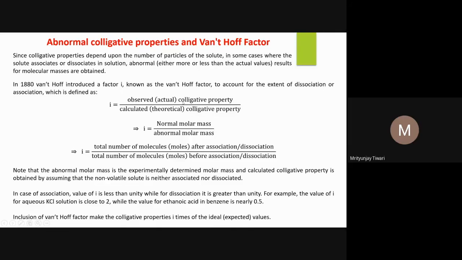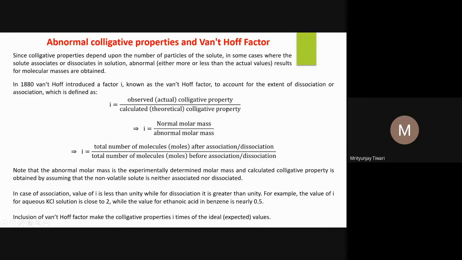This is called the Van 't Hoff factor, to account for the extent of dissociation or association. The i accounts for the extent to which association or dissociation has happened. And how will we calculate the value of i? It is the observed, meaning the experimentally obtained, colligative property divided by the theoretically calculated colligative property.